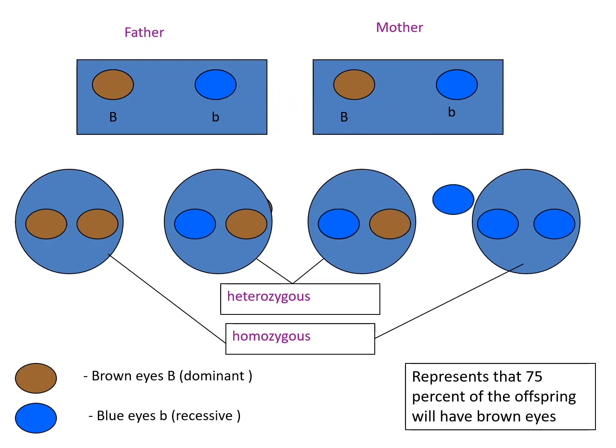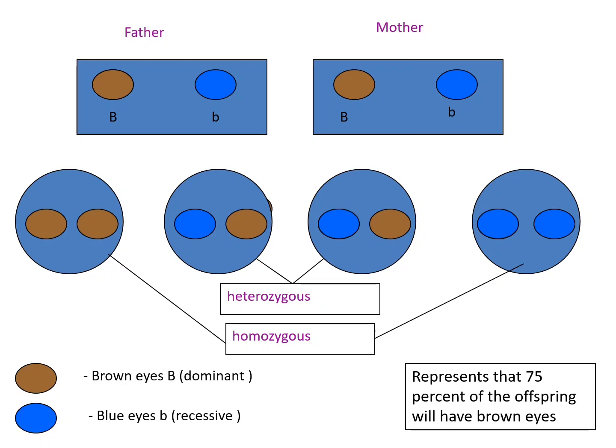Now, for the fourth child, if it's a combination of both recessive blue eyes, then the color of the eyes will be blue. Okay? It has no touch of any dominant gene. So therefore, 75% of the offspring will have brown eyes, based on our combination.